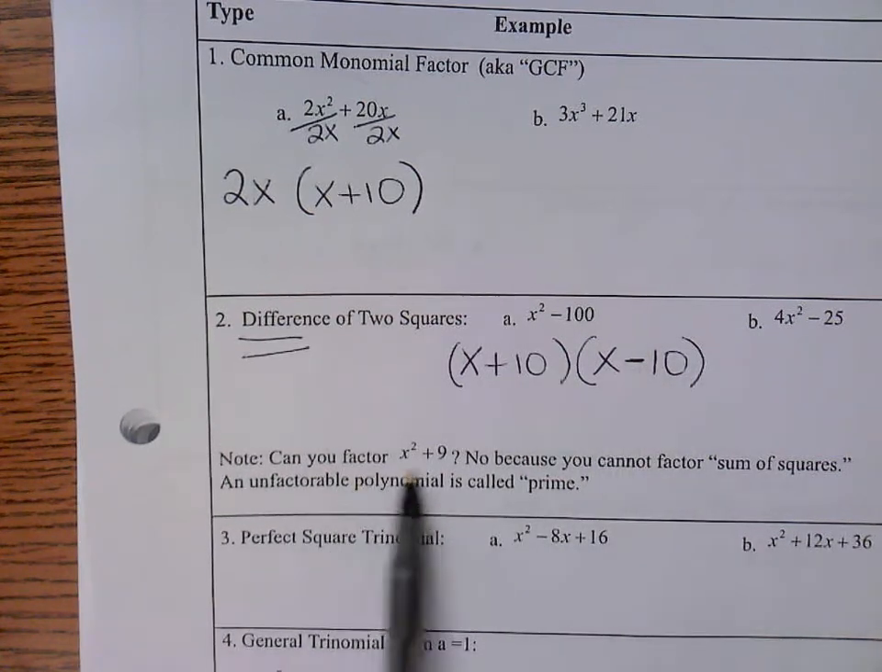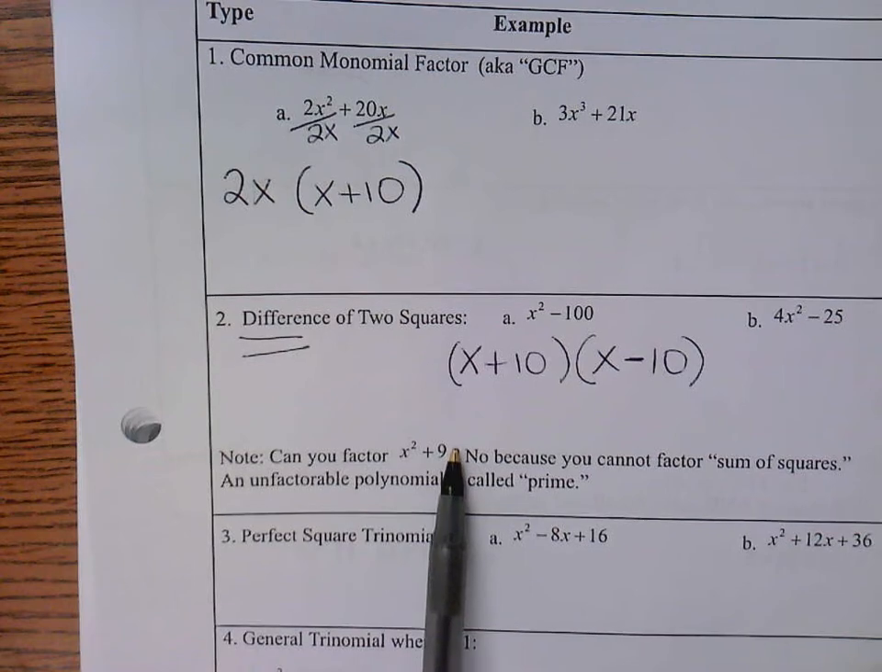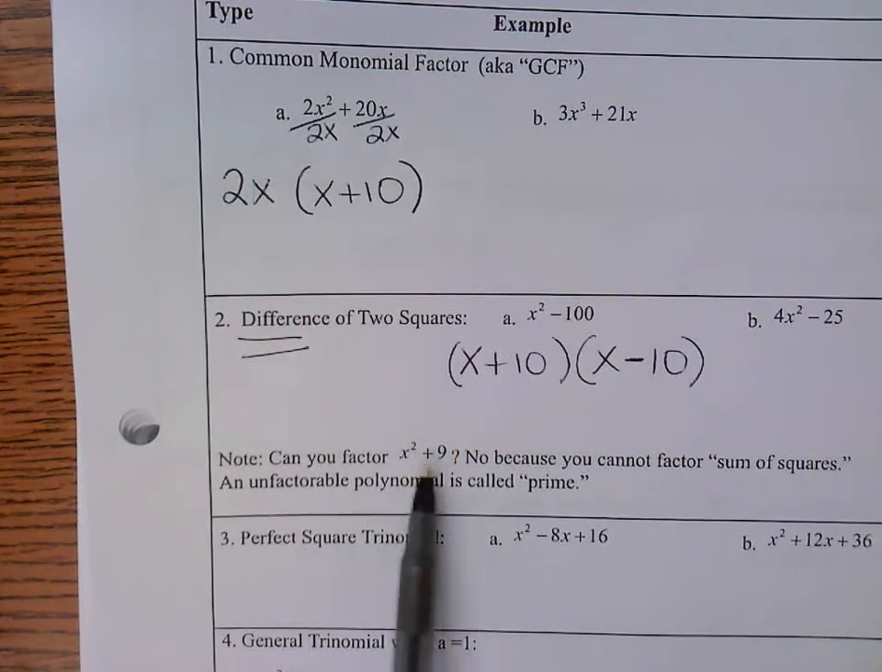And it says, can you factor the sum of two squares? No, that's prime. If you tried to do like x plus 3, you would get a 6x term for the middle. And so it's not factorable, it's prime.